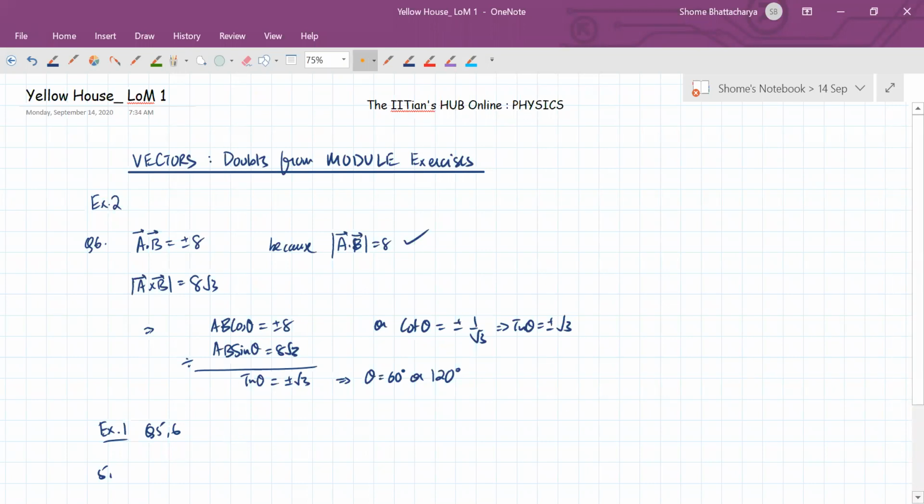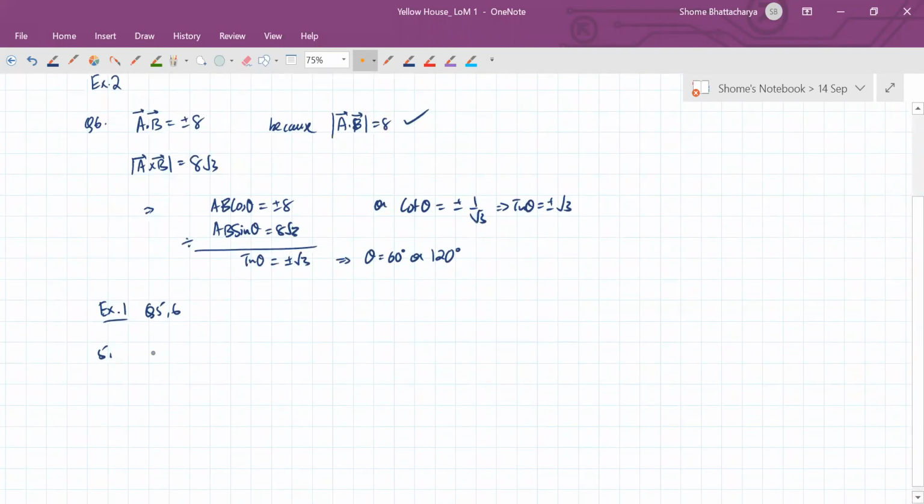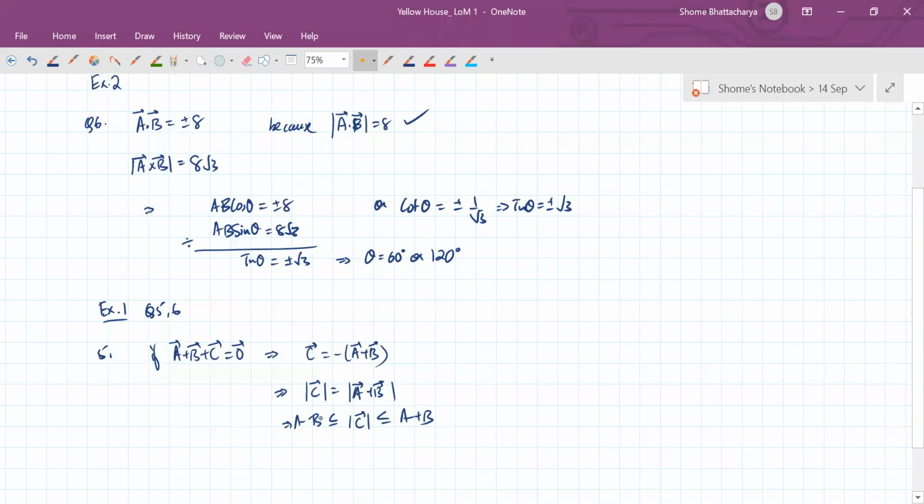So in this I'll just tell you the theory concept first. The theory concept here is that if a plus b plus c is equal to 0, that means any one vector is the negative of the sum of the other two. That means the magnitude of that vector is equal to the magnitude of the sum of the other two. So you have the relation that magnitude of c must be less than or equal to the sum of their magnitudes and greater than or equal to the difference. This is how we check the condition for the sum of three vectors to be 0.